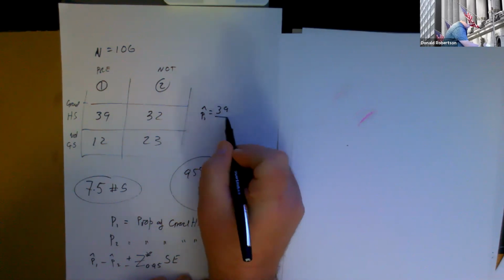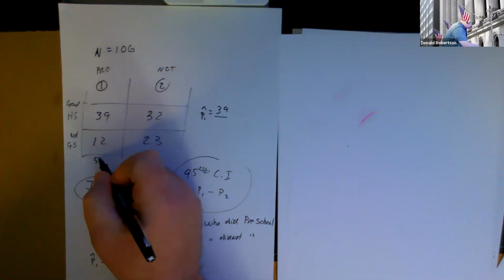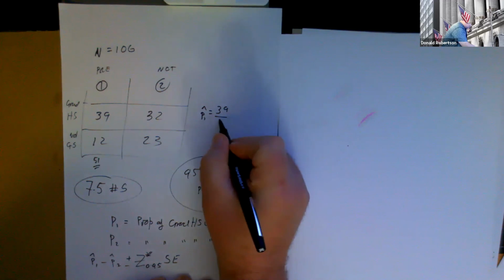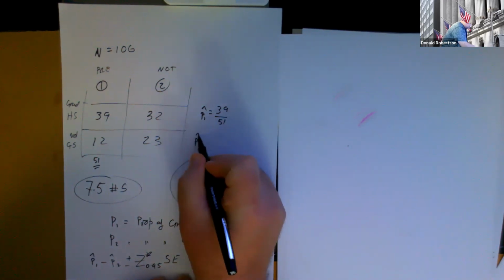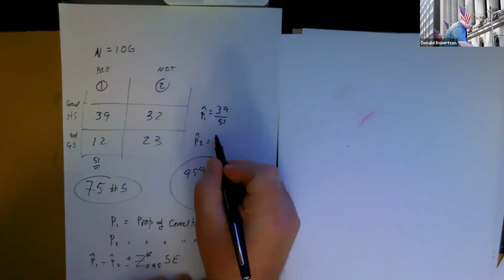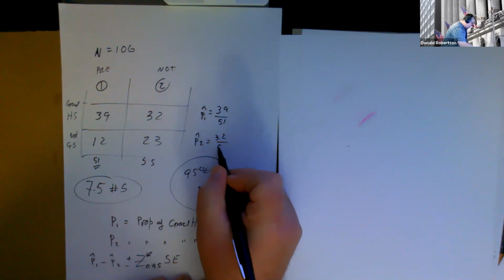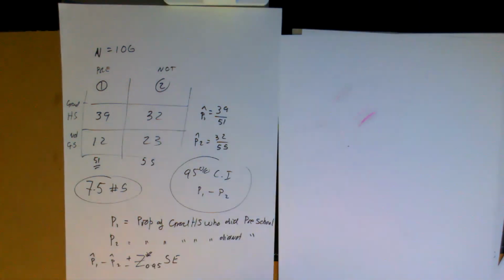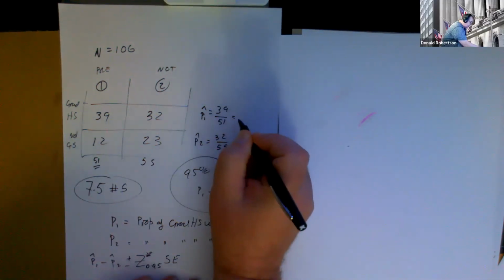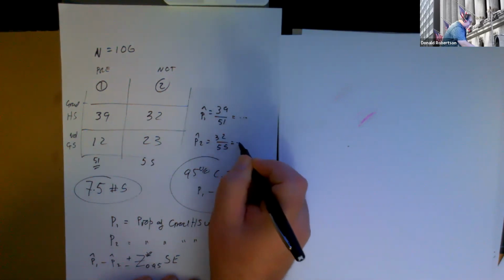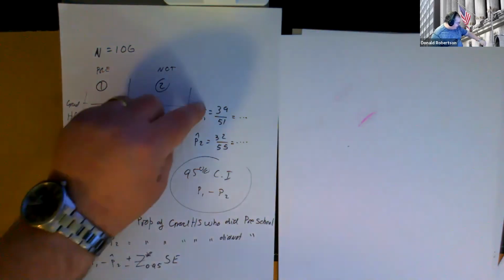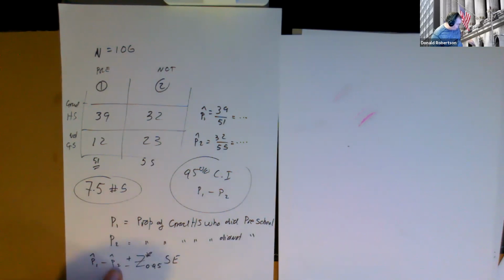So p1 hat, preschool, 39 graduated out of a total of what, 51? And p2 hat, 32 graduated out of a total of, I think it's 55. Yes. So can you imagine, I'm not doing this, I'm actually going to show you the calculator way of doing it, which is much quicker. I'd find that guy, and the two would be subtracted.